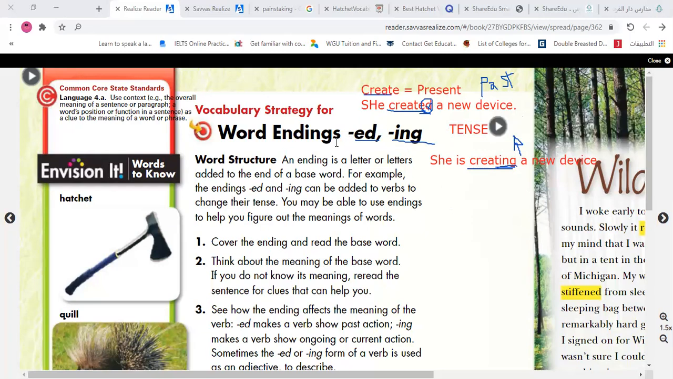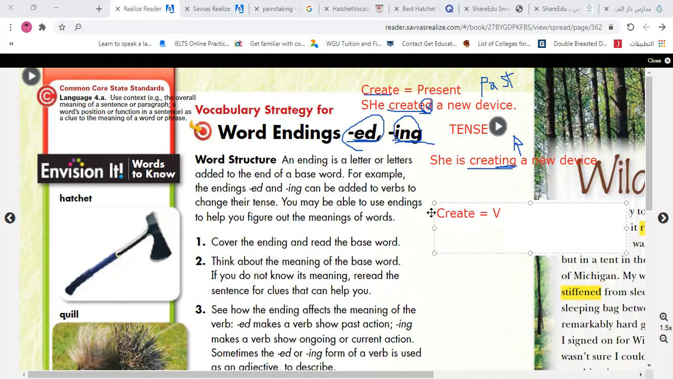Another thing I can use this for is by adding ed and ing, actually I can change the meaning or the part of speech of the word from one part of speech to another. What does it mean? It means that if I come to the word create again, it is a verb, right? If I said like this, the created device was perfect. So right now, when I come to the word created, right here, actually, it comes as an adjective, not a verb this time.